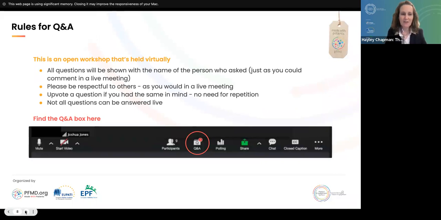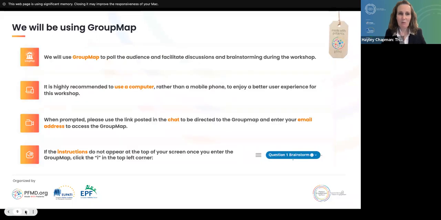So moving on to the next slide, we will be using the GroupMap platform. Again, many of you are probably quite familiar with GroupMap at this point. We do encourage you to use a computer with it, using the platform.